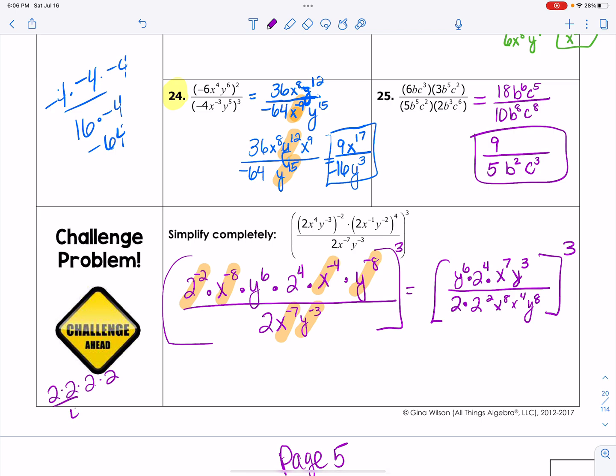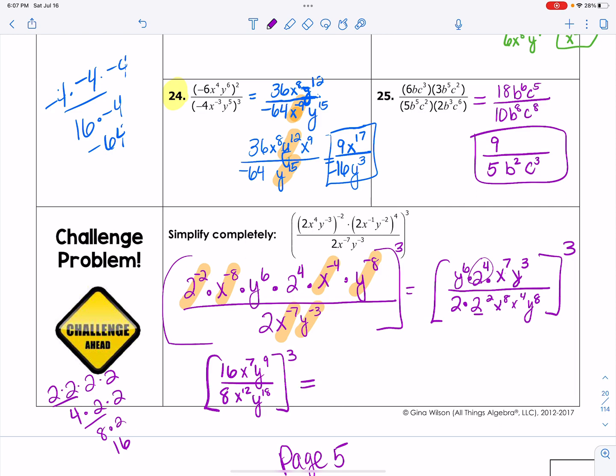Okay, so 2 squared is 4. Times 2 is 8. 8 times 2 is 16. So 2 to the 4th. I have on the top, I'm going to move that over here because I think I'm going to need more room. So I have a 16 on the top, and then I have an x to the 7th, and I have a y to the 9th. Okay, on the bottom, 2 squared is 4, and then I'm timesing that by 2, so that's 8. Okay, and then I have x to the 12th and y to the 8th.